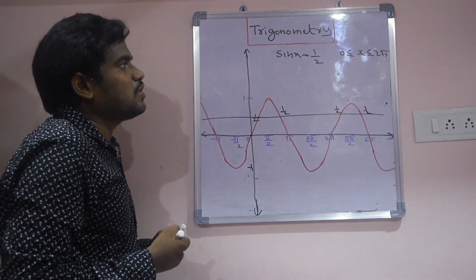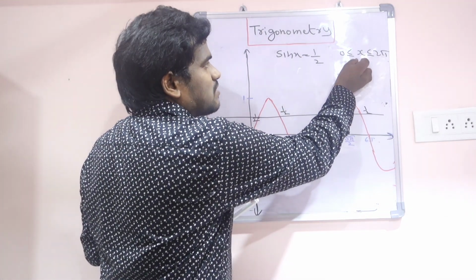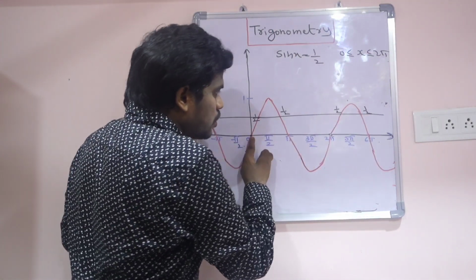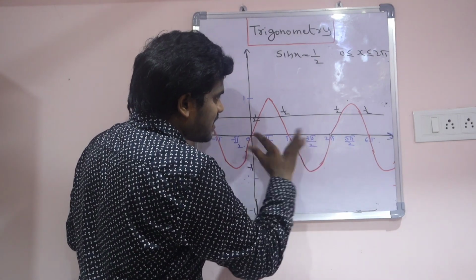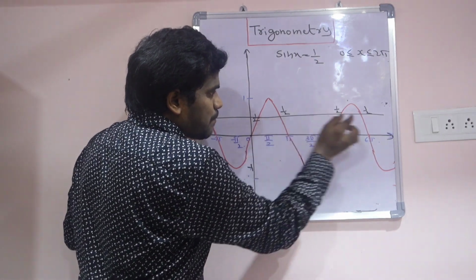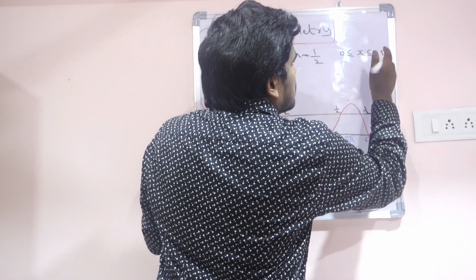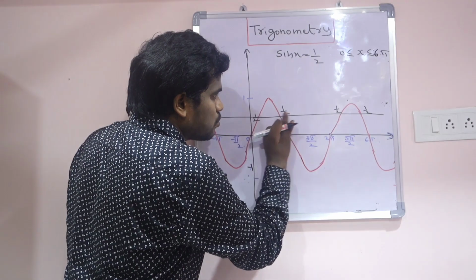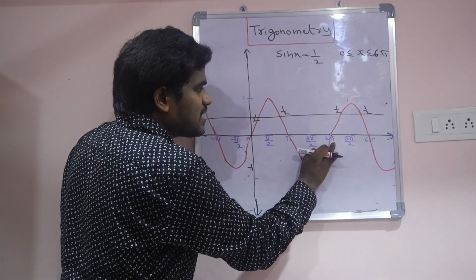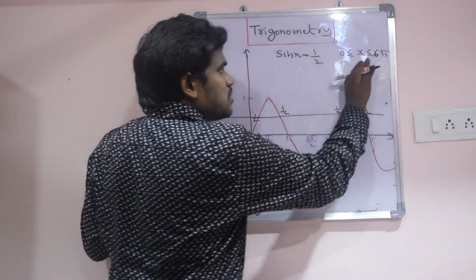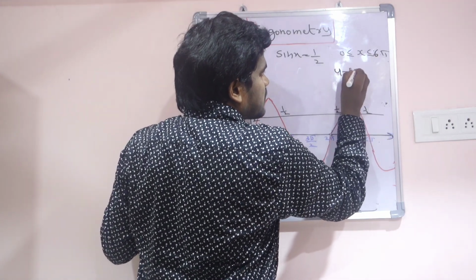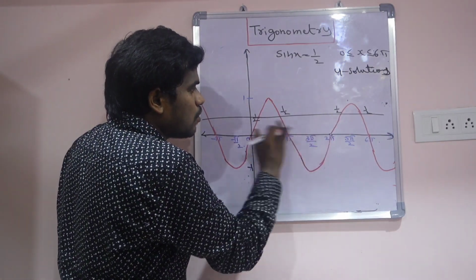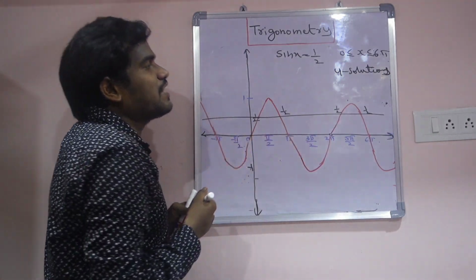Now observe that he asked how many solutions of x, at what angles we will get 1 by 2 between 0 and 2 pi. Between 0 and 2 pi, how many values are there? Only two 1 by 2s are there. Suppose 0 to 6 pi is given, 6 pi means up to here. Between 0 and 6 pi, how many values are there? 1, 2, 3, 4. So there are 4 solutions, but between 0 and 2 pi, only 2 solutions are there. Like that we can take.